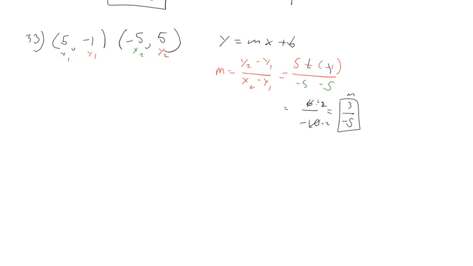If we do y equals mx plus b, let's plug in our slope of 3 over negative 5. y equals negative 3 over 5 x plus b. The thing we need to find is this b. Where does that b come from? That b comes from using a point.